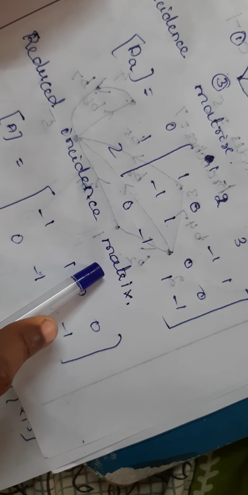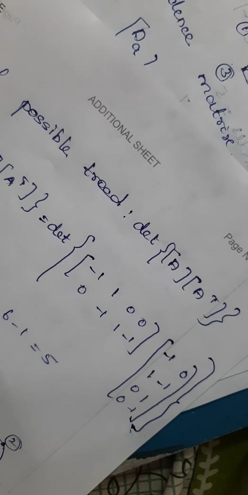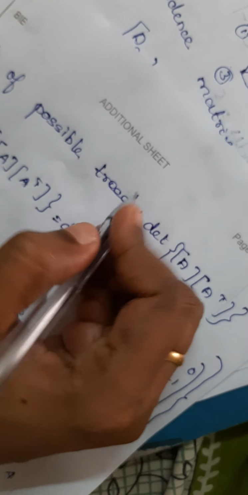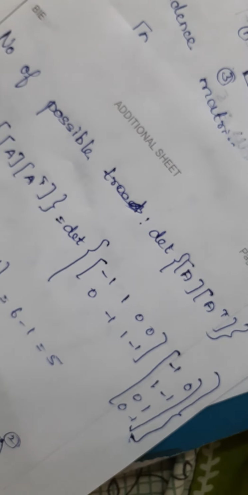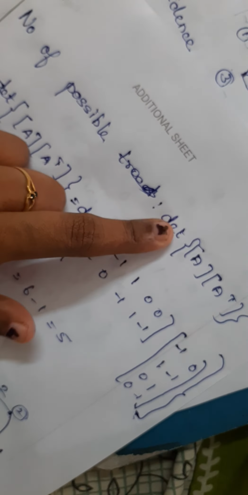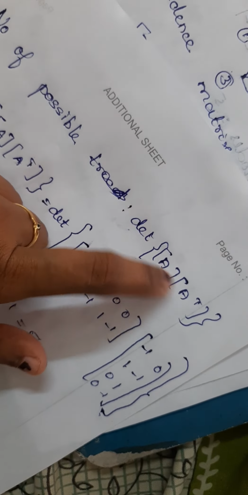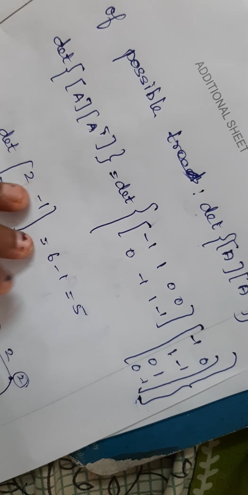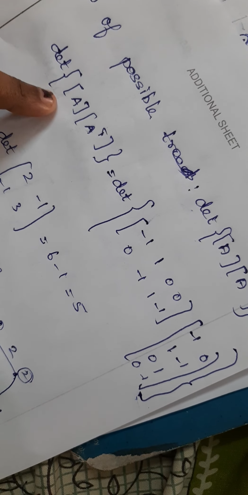And next, reduced incident matrix means you want to remove or delete the 0th reference node. So you want to remove this row. What is the remaining value? Minus 1, 1, 0, 0, 0, minus 1, 1, minus 1. So it is the reduced incident matrix. So now you want to form the possible trees. In order to form the possible trees, what is the formula? Determinant of reduced incident matrix into transpose of reduced incident matrix. Determinant of A A transpose.